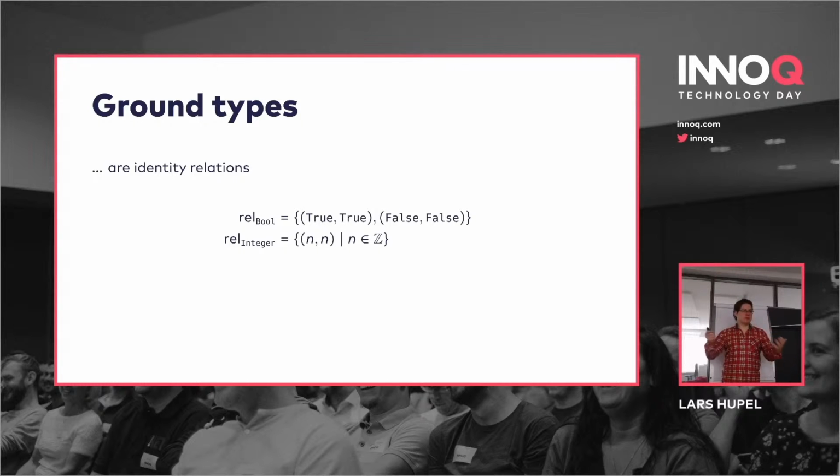So there's really nothing overly fancy going on here. It's just the identity relation. So we say that every value is related to itself and only to itself. So you cannot have 3 related to 5 or something like that with this rel integer definition.